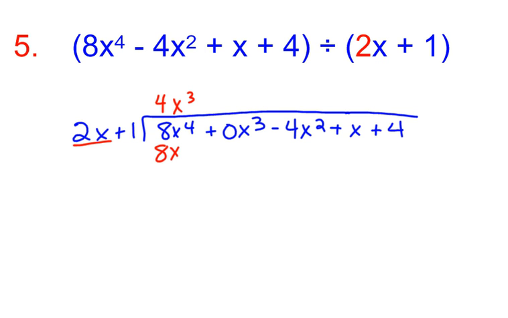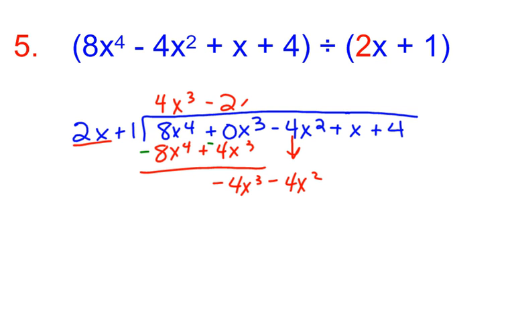So I'd get 8x to the 4th plus 4x cubed. Again, I change my signs because I'm subtracting. So I have a negative 4x cubed, and I bring down that minus 4x squared. What times 2x would make negative 4x cubed? That would be negative 2x squared. So I distribute that. I get negative 4x cubed plus 2x squared. Again, I'm going to distribute that negative.